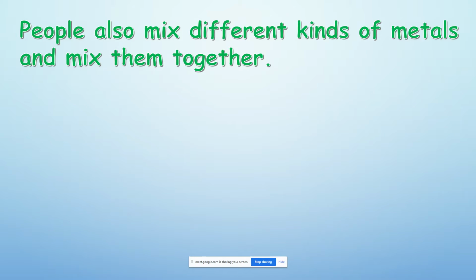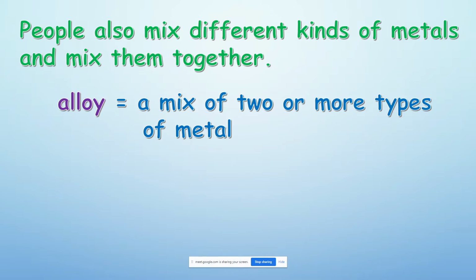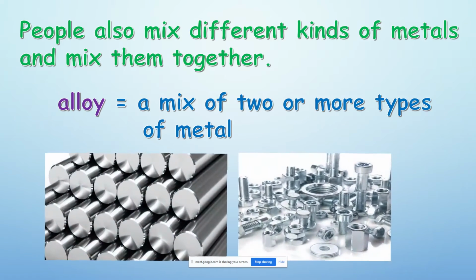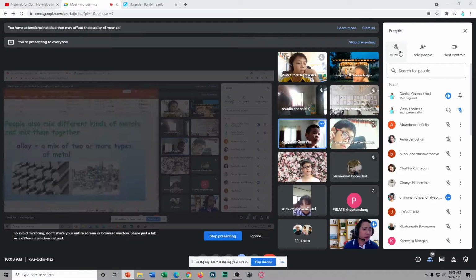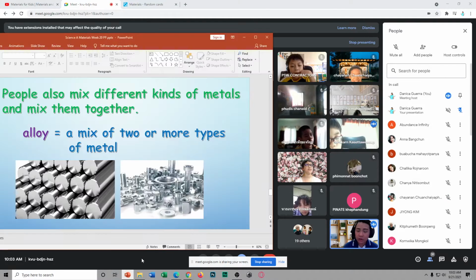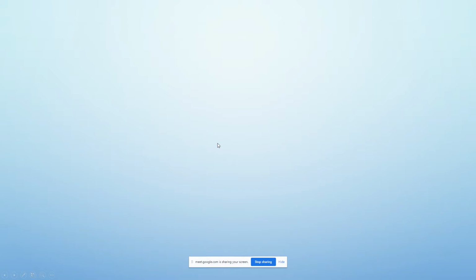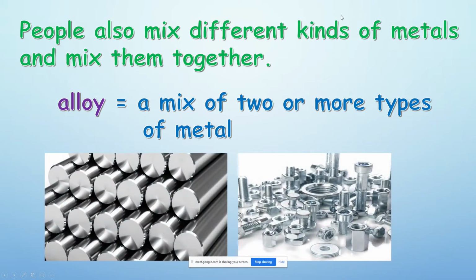They are natural. Okay, now people mix different kinds of metals to form another kind of metal. Now this one is what we call alloy. Alloy is a mix of two or more types of metal. For example, you have brass and zinc. Okay, brass is a type of metal, and then zinc is another type of metal. People mix them together to form alloy.